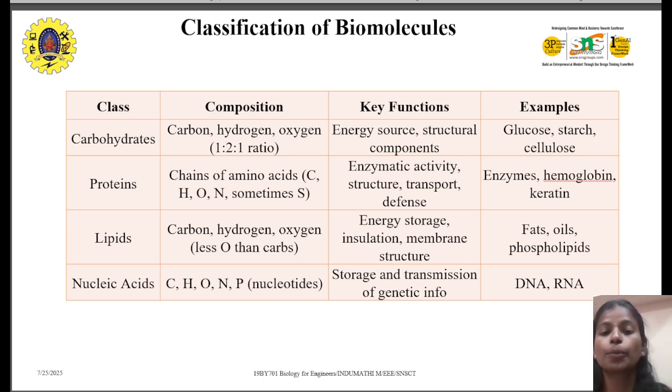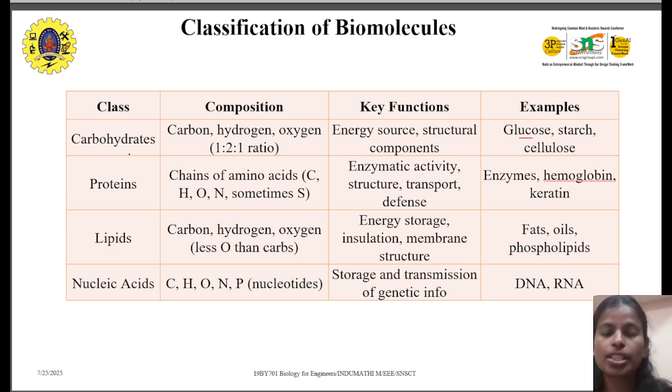First one is carbohydrates. The chemical composition is CH2O. This is the chemical composition of carbohydrates, and the main function is energy source and structural components. Examples can be glucose, starch, and cellulose.